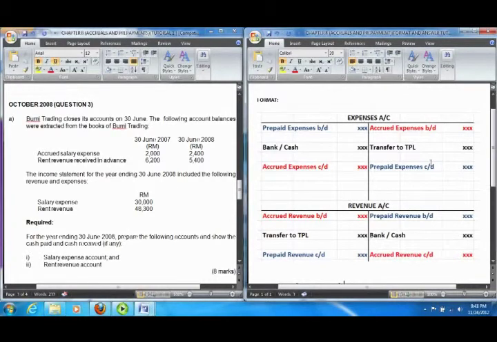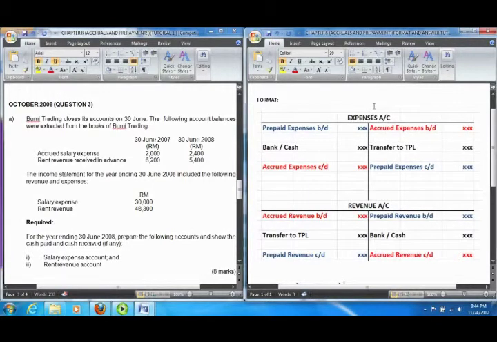Based on this format, class, on the right side, the expenses account, you must start the account with your BD. However, as you can see in this format, you can record BD either on the debit side or the credit side. BD actually starts at the beginning of your accounting period. First, you need to identify your accounting period, then you can know what your BD is.